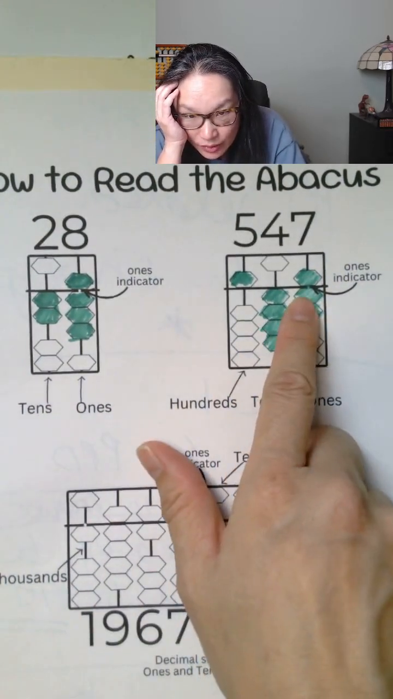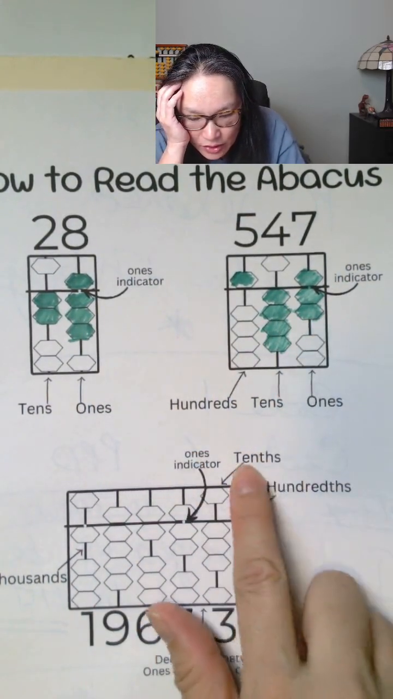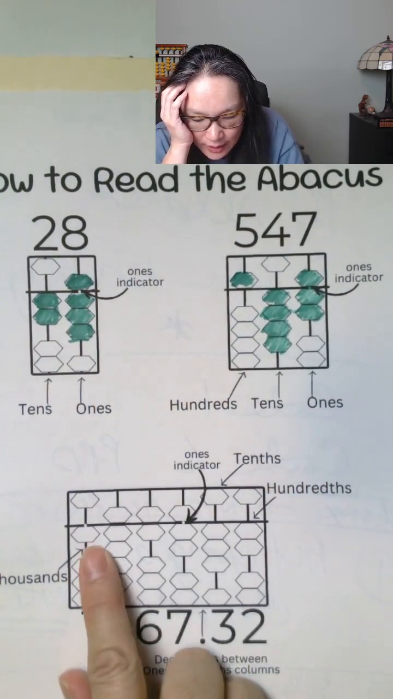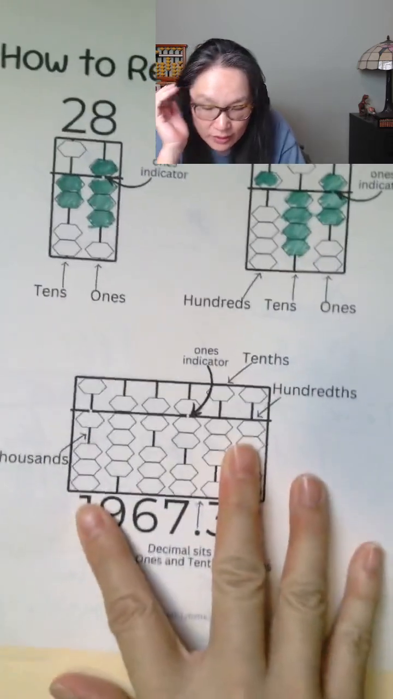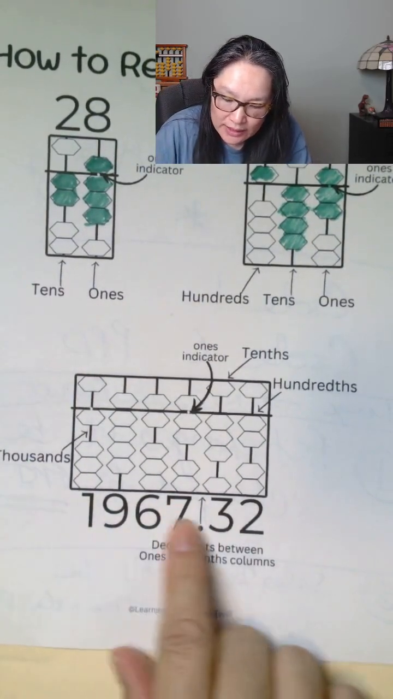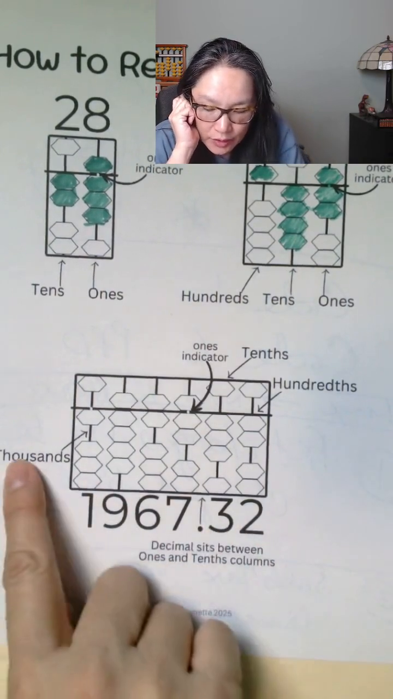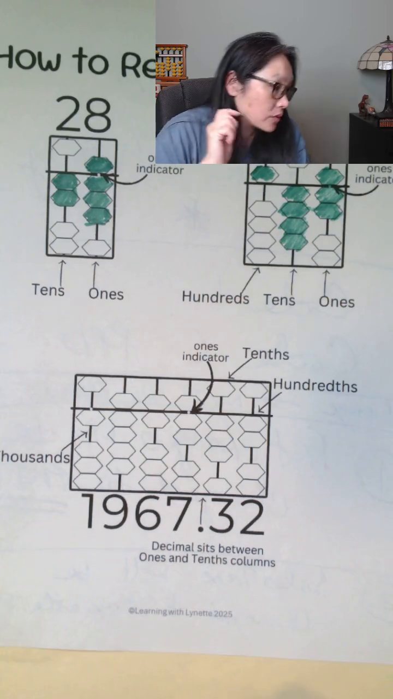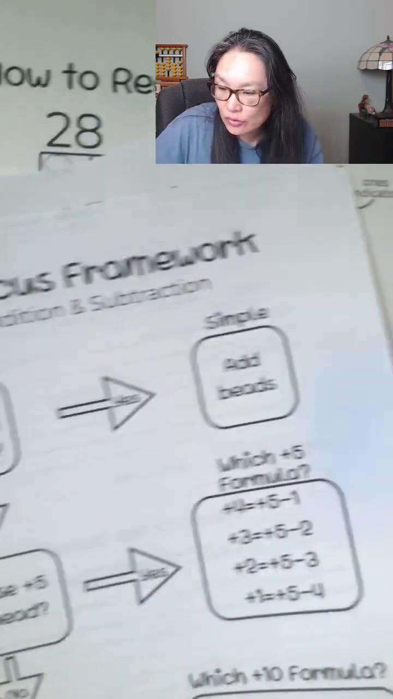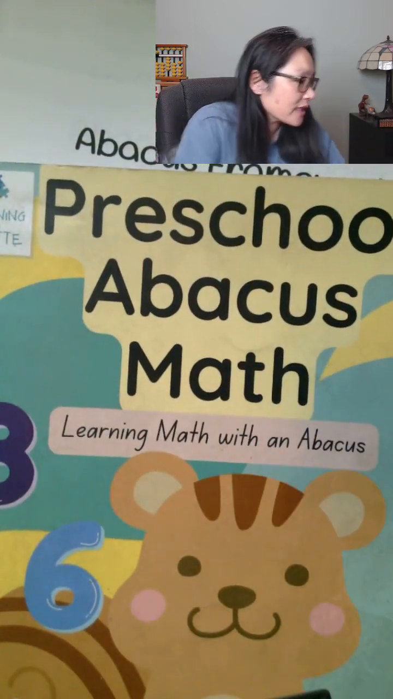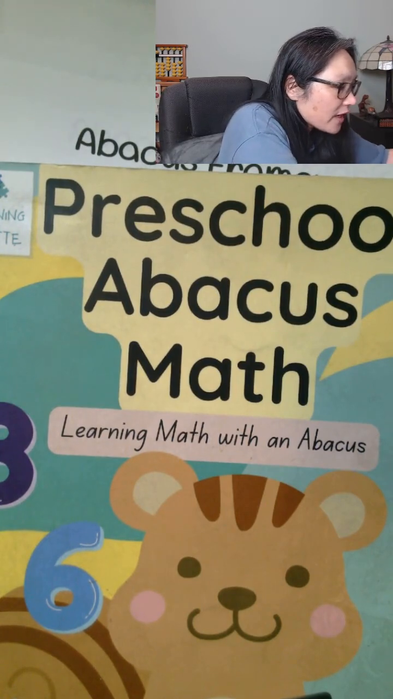I added more though, like the ones indicator. So there's a little dot here. And then this is where there's more. And then I also have the decimals. So in the adult workbook, there will be thousands and decimals. But if you do the preschool, the next one after this would be the +5.